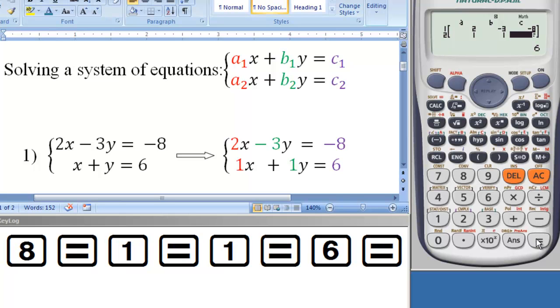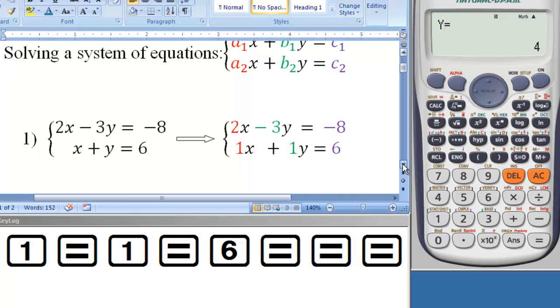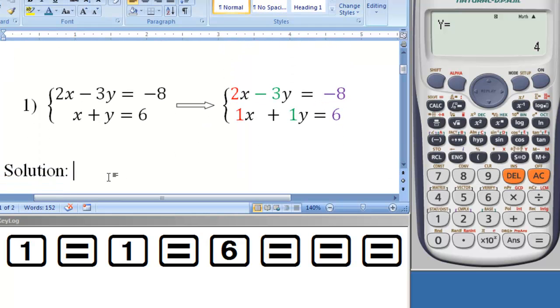All numbers are entered. We hit equals again. Casio tells us that x is 2 and y is 4. So that would be the solution to our system. If we were to graph these two lines on a coordinate plane, they would intersect at the point 2, 4.